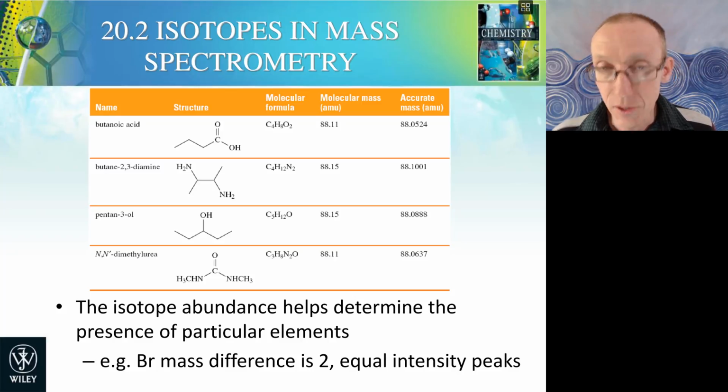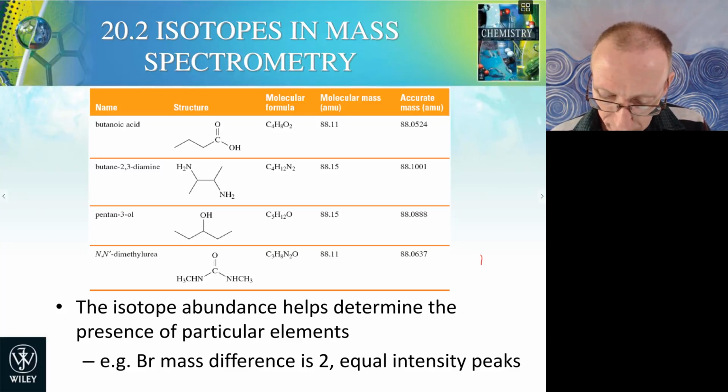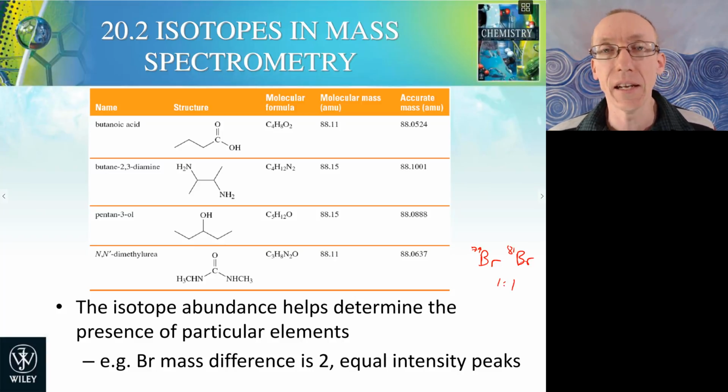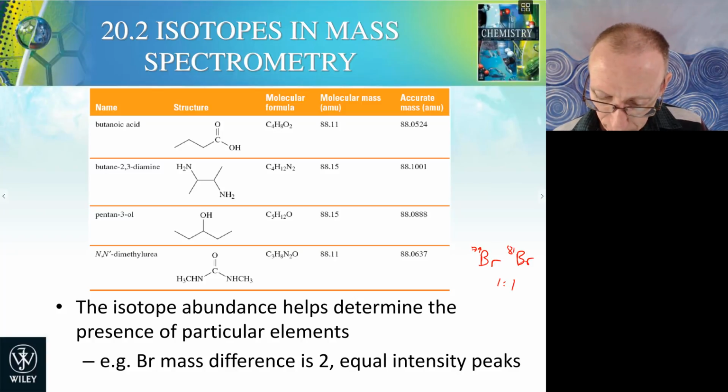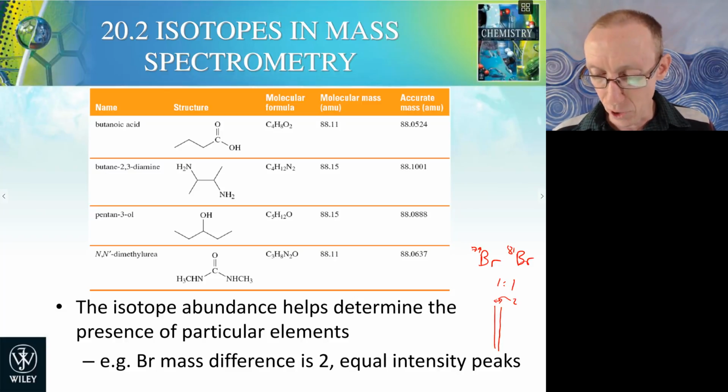There's also a way that the isotopes of some elements can tell us something about what elements are present within the sample. Bromine is present in nature as 2 common isotopes, bromine-79 and bromine-81, and they're in roughly a 1-to-1 ratio in natural abundance. And so in the mass spectrum of bromine-containing compounds, we'll see peaks that are 2 mass units apart. One will correspond to a compound that has bromine-81 in it, and one will correspond to compounds with a bromine-79 within the structure.